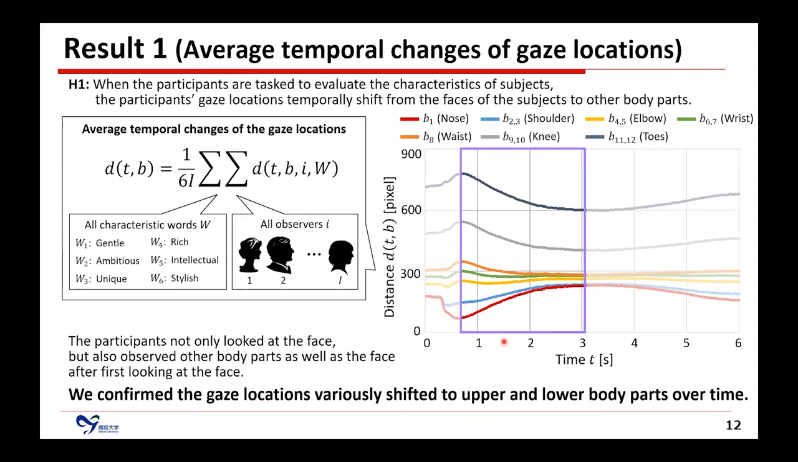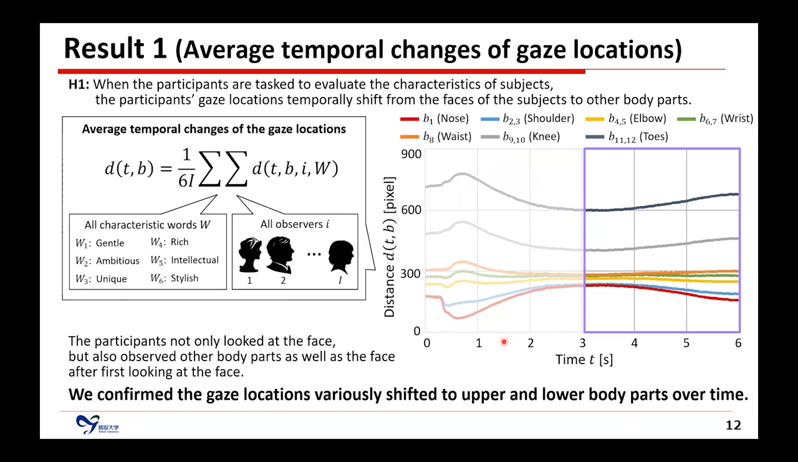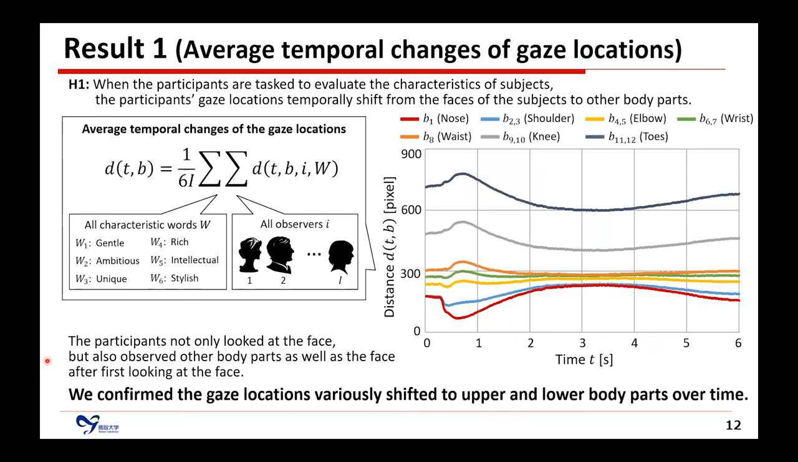After 0.6 seconds, the average distance from the nose tended to increase until 3.1 seconds. Between 3.1 seconds and 6 seconds, the average distance from the nose gradually increased. The participant not only looked at the face, but also observed other body parts after first looking at the face. We confirmed the gaze location variously shifted to upper and lower body parts over time.